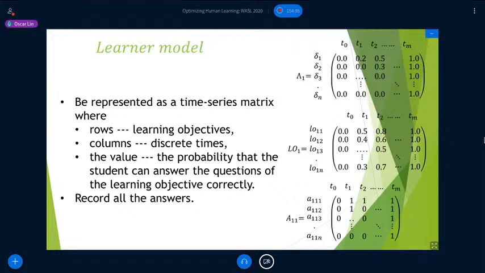For the student model, or learner model, it's represented as a time series matrix at different levels. There are 3 levels. At the top is the knowledge unit level, and second is the learning objective level, where the value is the probability that the student can answer the questions of a learning objective correctly. And then at the question level, we record all the answers by the student.